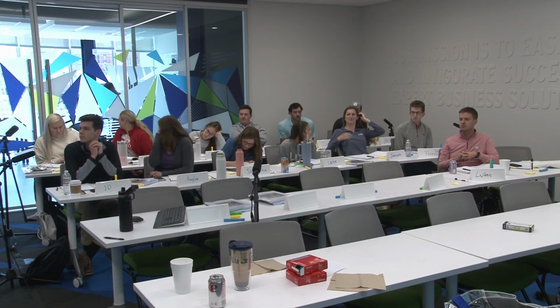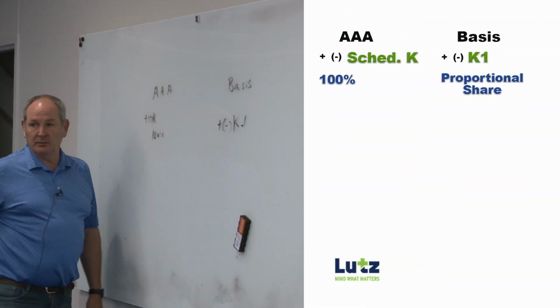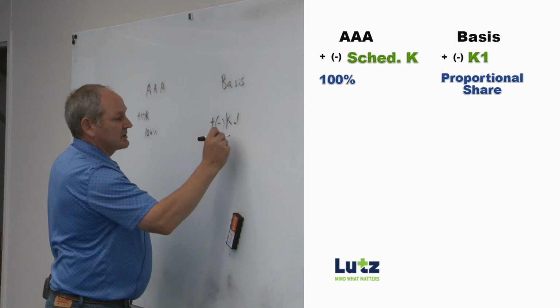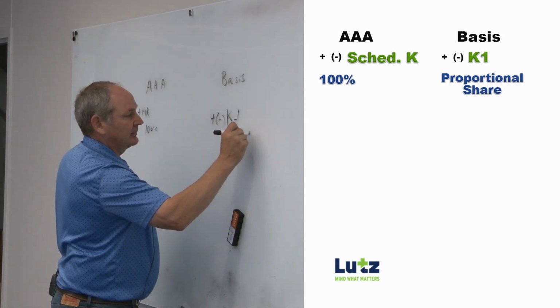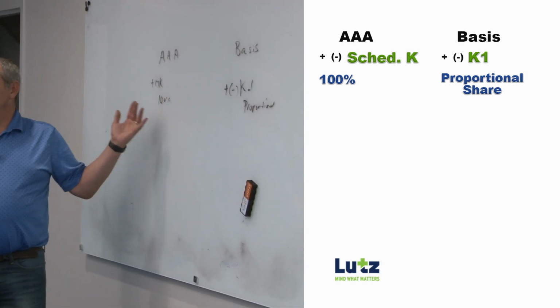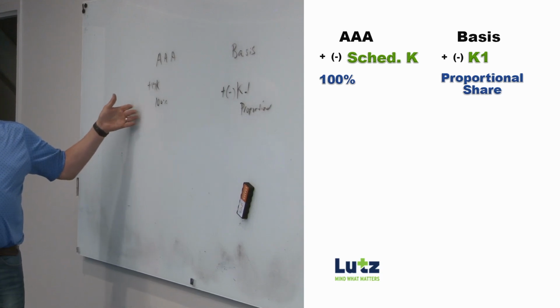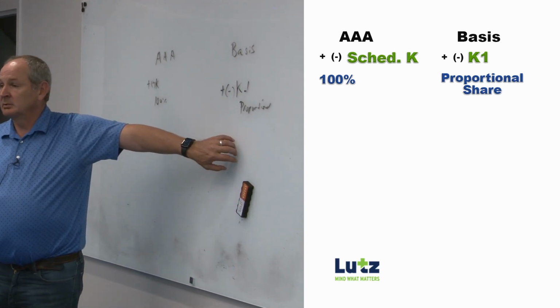But you're absolutely right. A Schedule K is 100% of the activity. The K1 is somebody's proportional share. So if we have one shareholder, they're exactly the same. If we have two shareholders, this is still 100% and this is 50%, because you've got two shareholders.